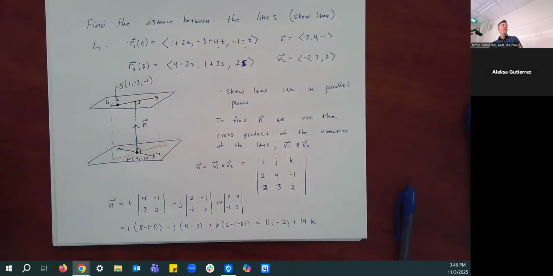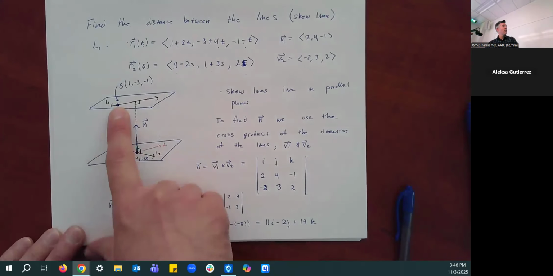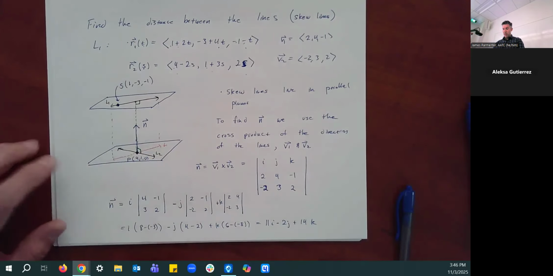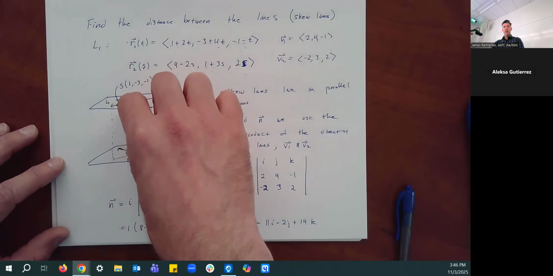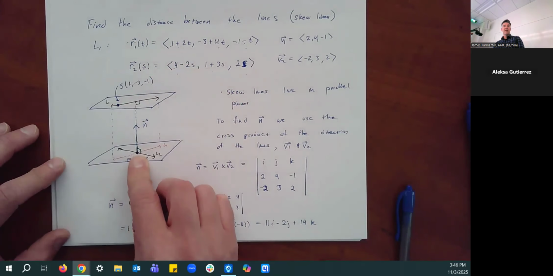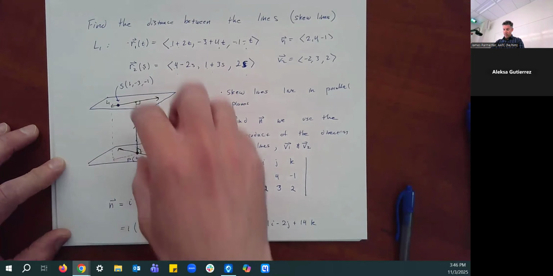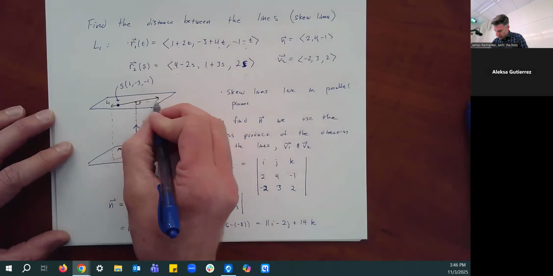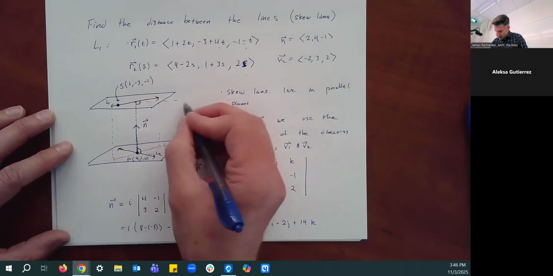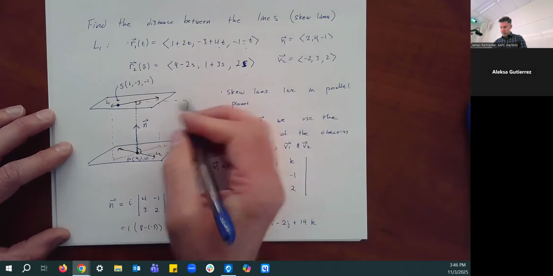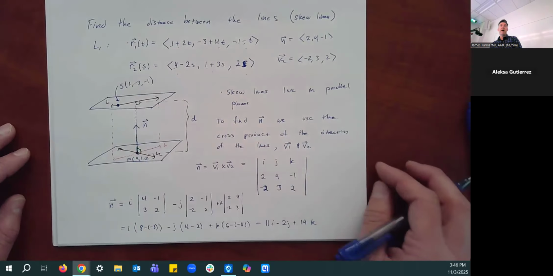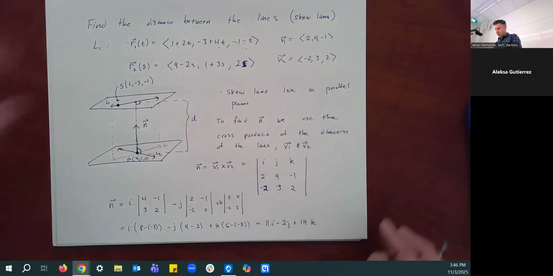And now this is the same problem we already did. We're trying to find the distance between this point over here and this plane down here. Because if we find the distance between this point and this plane, it'll give us the distance between these two lines. That distance happens to be the distance between these two planes and is also the distance between these two lines. So we're back in the thing we already did.